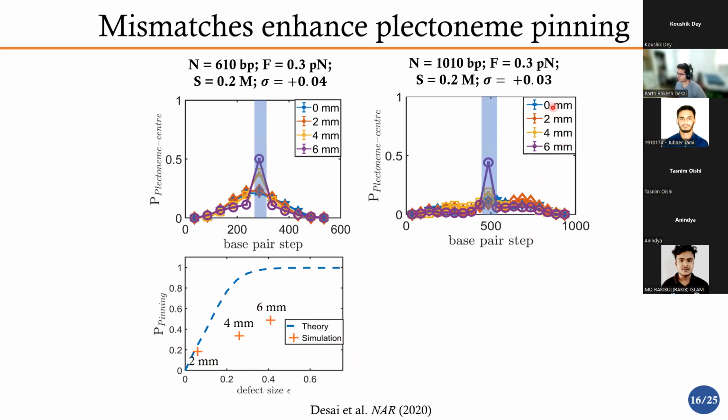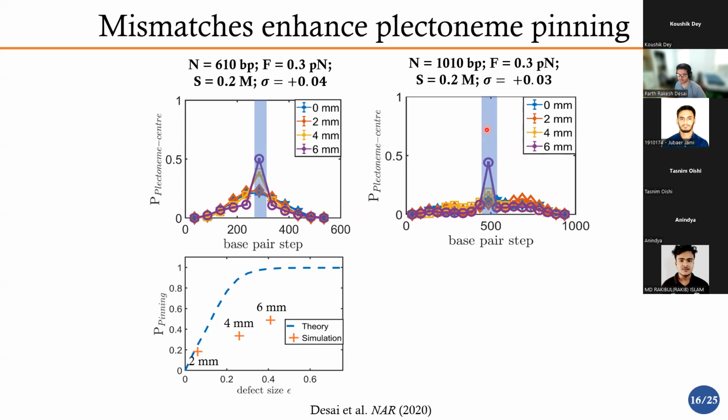So over here for the 0, 2, and 4 mismatch case, the probability distribution of plectoneme center is almost the same, right? There is no difference. But then as you have 6 mismatches, you see an increase in the probability of plectoneme being pinned at the mismatch. So the entropic loss for a longer DNA is kind of overcoming that ease of bending that you see as you increase the number of mismatches.